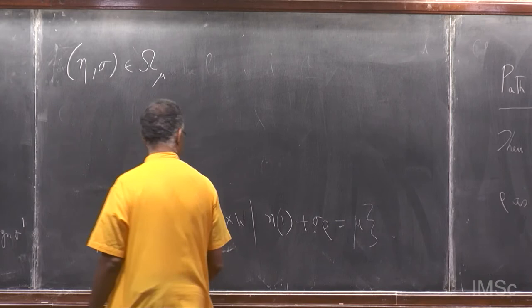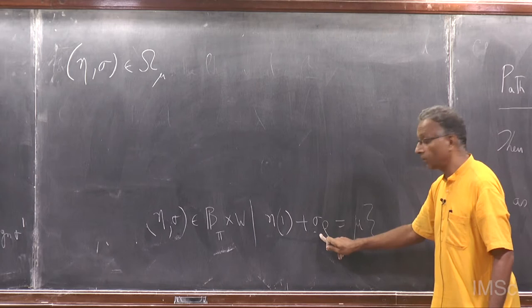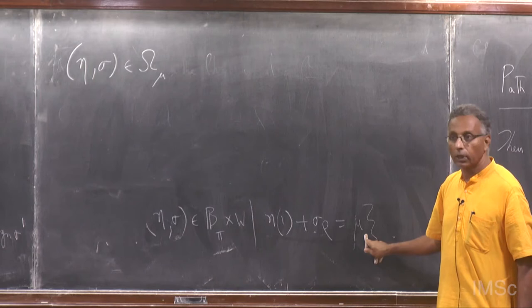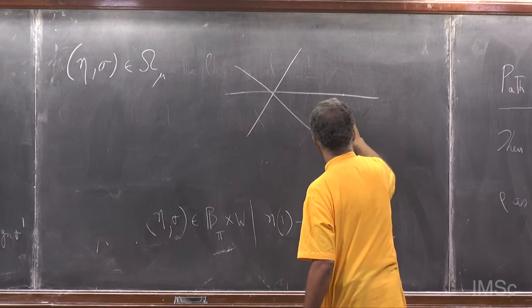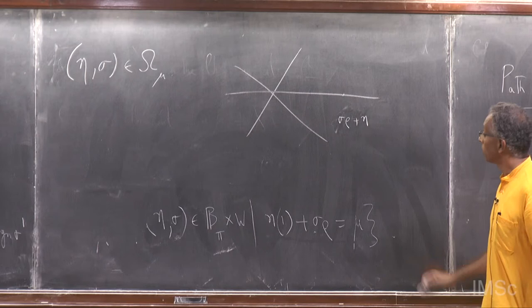The endpoint when I shift by sigma rho gives me mu, which is dominant, right? Okay, so let us draw this picture. So this is eta shifted by sigma rho. Let me write sigma rho in the beginning, eta. This is the picture I'm drawing. So the path is shifted by sigma rho.